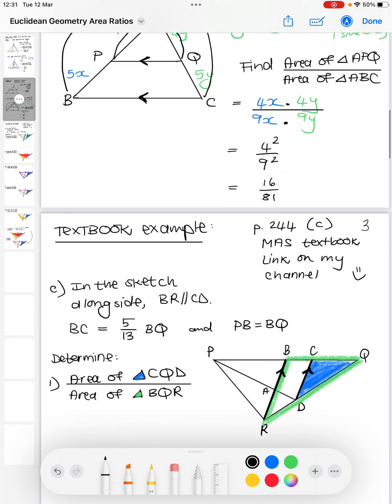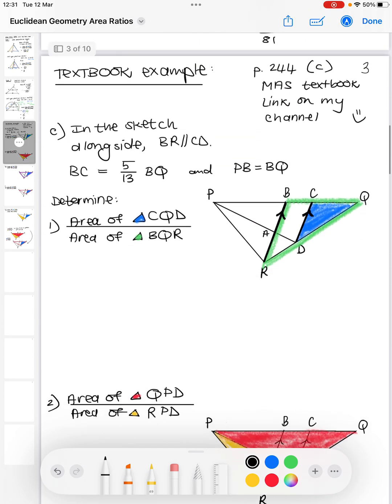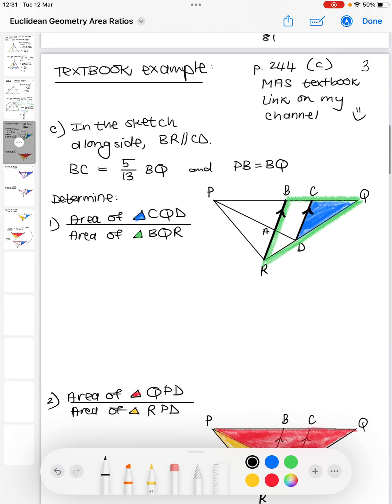Great. Let's do a textbook example just to tattoo that into our brains. I am working on page 244, example C in the Mind Action Series textbook. You can find the sample textbooks by following the link on my channel.